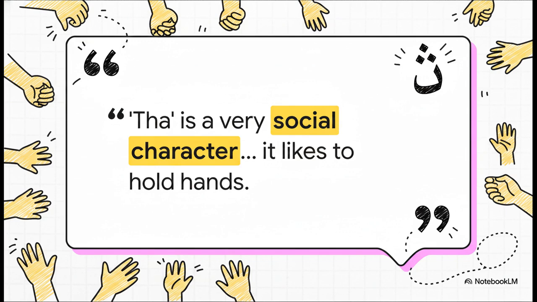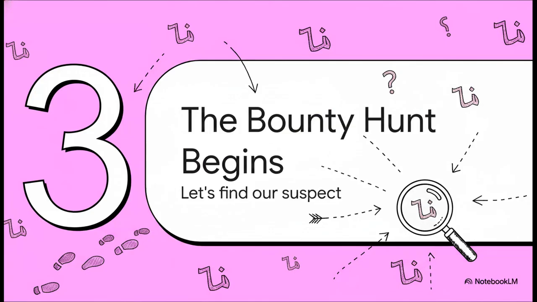But here's the absolute key, the most important part of this whole briefing. No matter how much its body shape changes, whether it's at the beginning, middle, or end, those three dots, they never, ever change. That's its tell. That's its signature. Okay, the bounty hunt begins. Briefing's over. We know our target. We know its disguises. Let's go find this suspect.